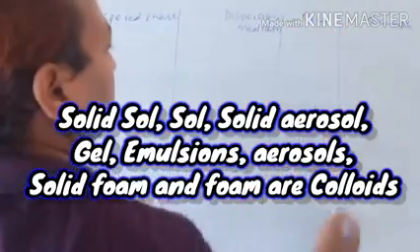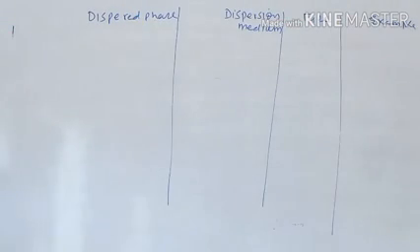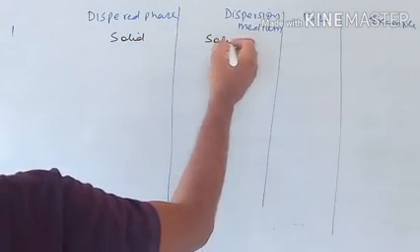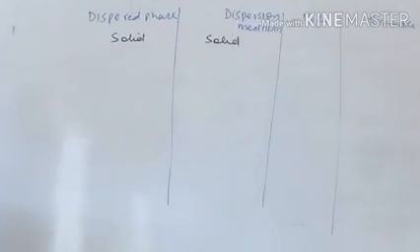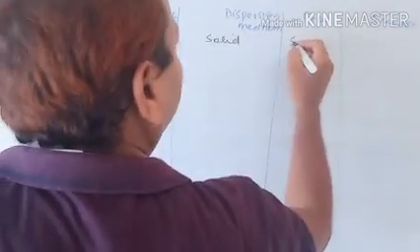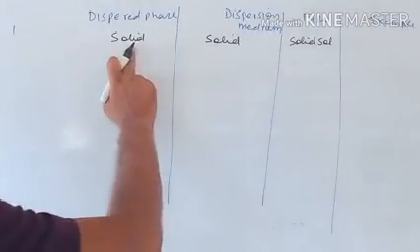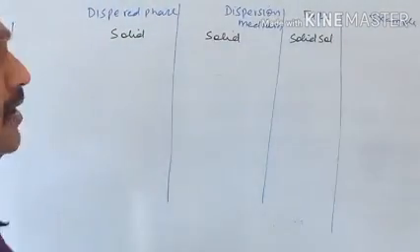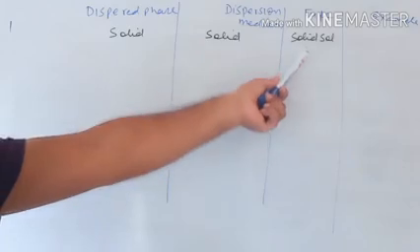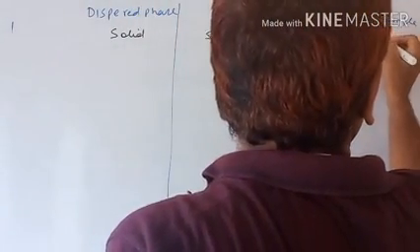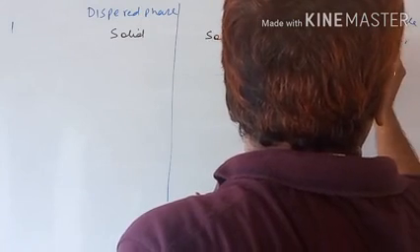So first we take the example of solid. If the dispersed phase is solid and the dispersion medium is also solid, then the type of colloid is a solid sol. For example, gemstone or colored substances.